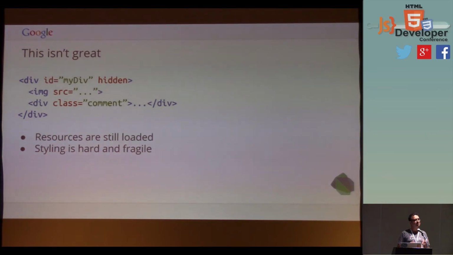So in a rich, one-page internet application, there's a lot of stuff like this that you don't immediately want to show to the user. And so you are stuck with paying for resources that you don't actually show the user. The second problem is this kind of stuff is pretty hard to style, right?